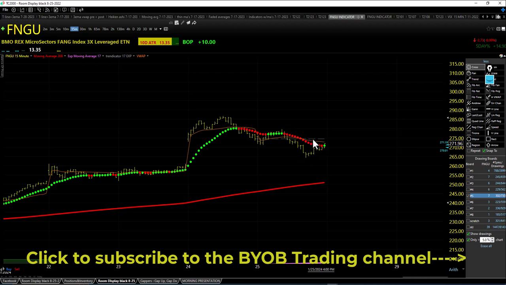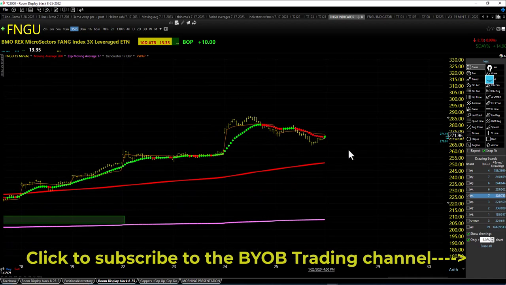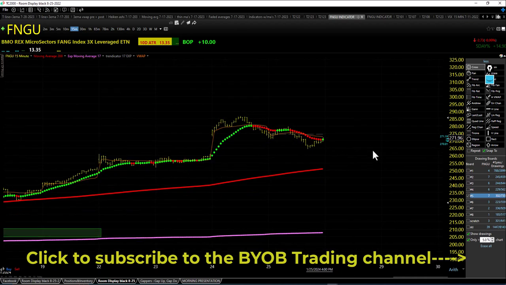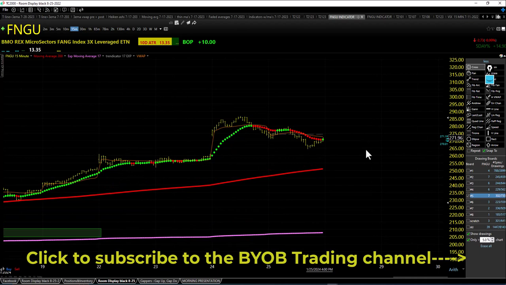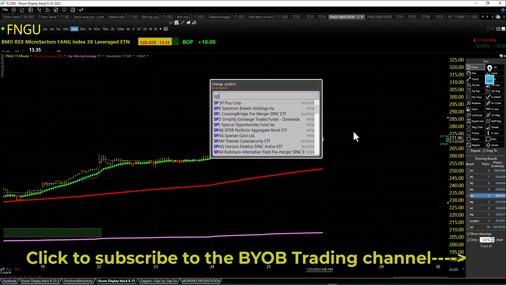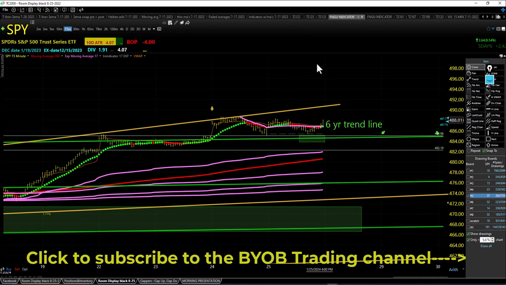Crossed underneath the BYOB there, and then came back up to embrace BYOB at the end of the day. So after making the lower low right there, I just want to point out something that was really strange yesterday, all right, because we had, I'm just going to tell you, my SPY.